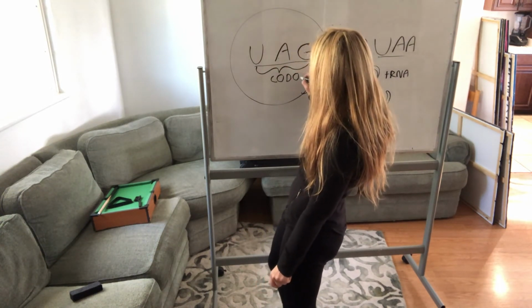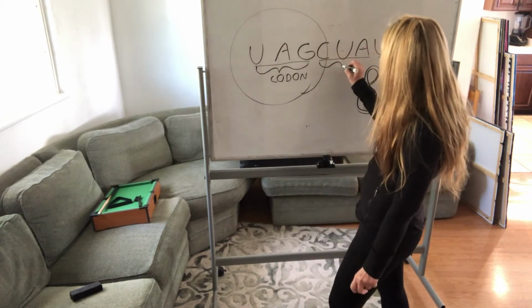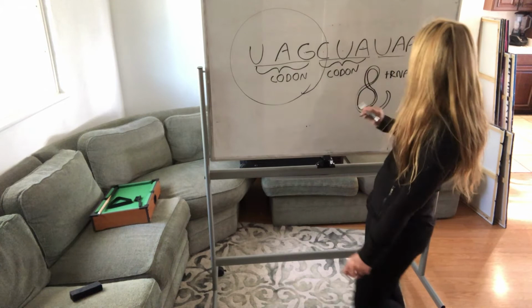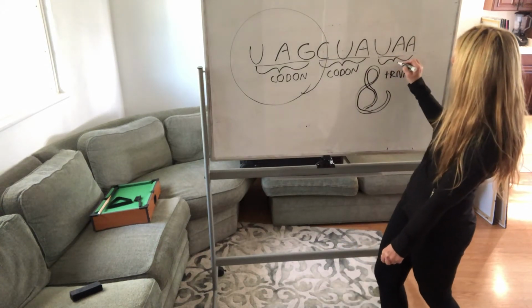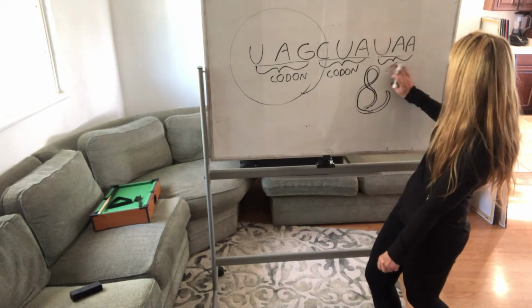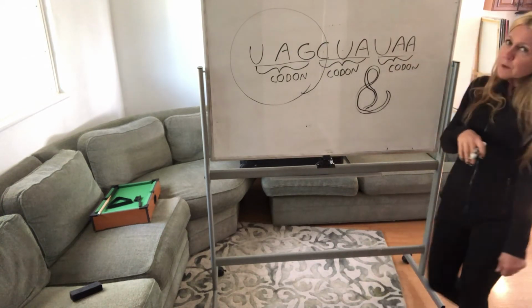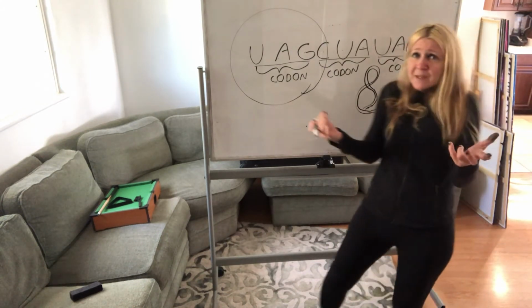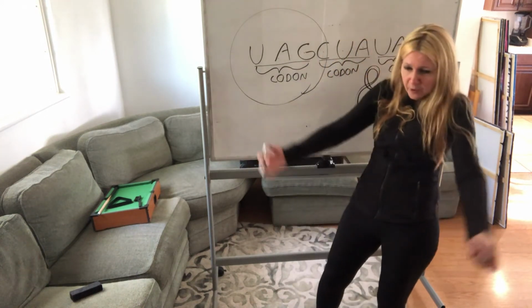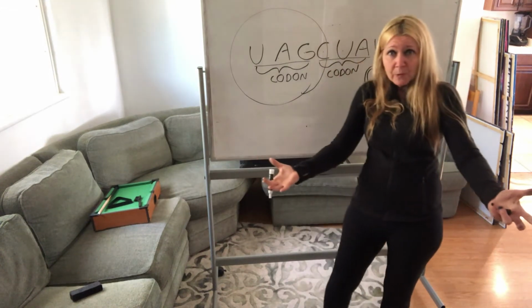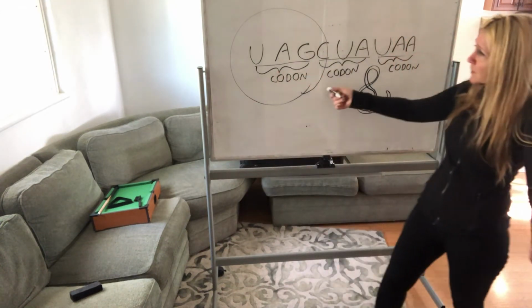Think of a code. Next 3, another codon. Next 3, this is another codon. So nature knows what it's doing. Nature's smart. You can't outsmart nature. I mean, look at this. So this is how it's read.